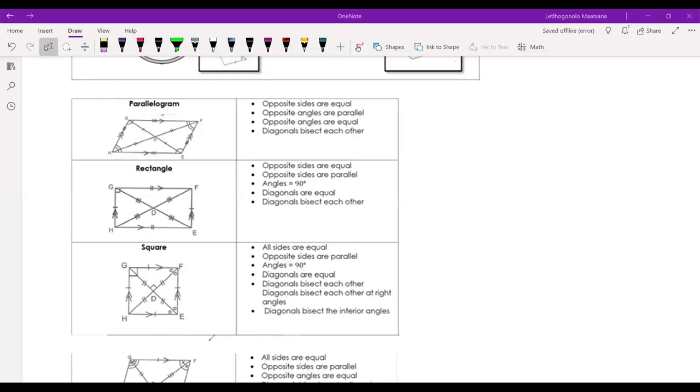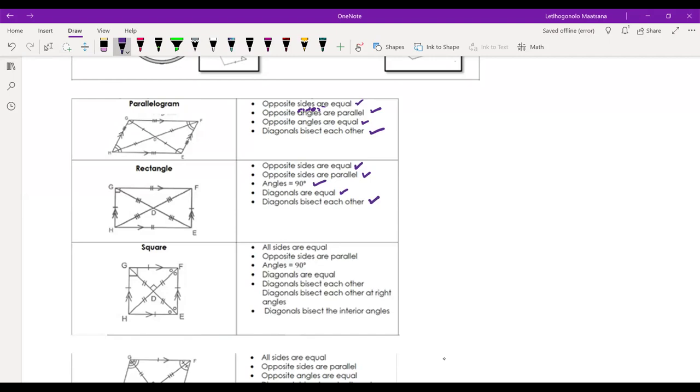Let's take a look at the parallelogram. The first property says opposite sides are equal. Here they wanted to say opposite sides are parallel, opposite angles are equal, and diagonals bisect each other, meaning cut in half. For our rectangle, we have opposite sides are equal, opposite sides are parallel, angles are 90 degrees, diagonals are equal, and diagonals bisect each other.